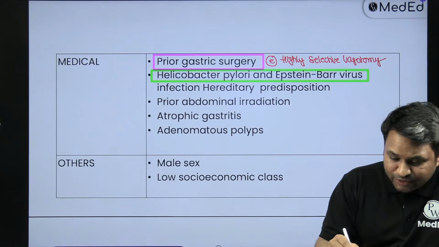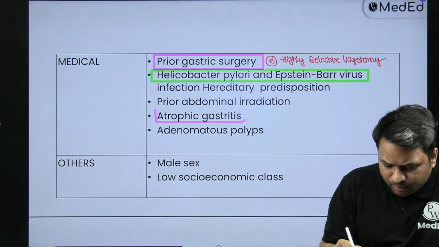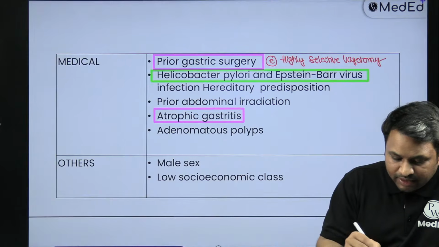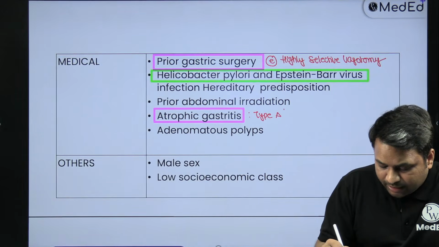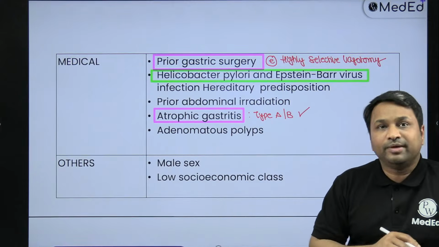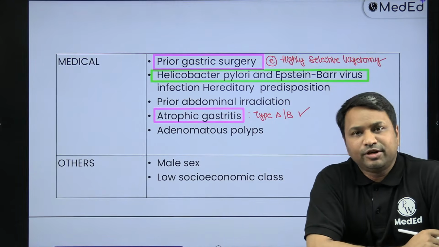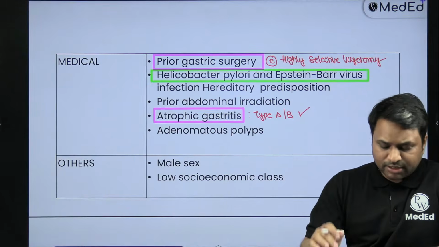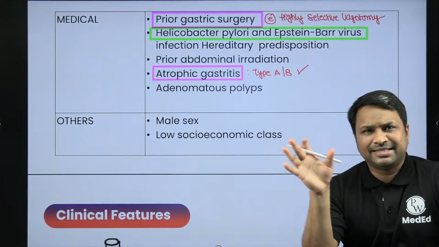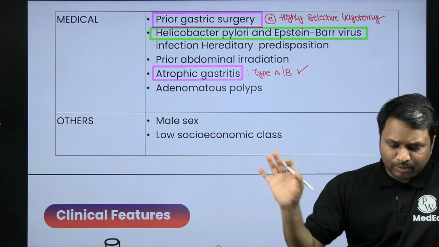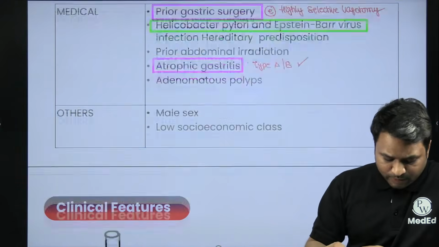Atrophic gastritis, specifically, let it be type A or type B gastritis, both of them will result in atrophic gastritis, which results in gastric carcinoma. On the other hand, male sex and low socioeconomic status are the adjuvant ones, but whatever I've marked, they are your previous exam questions.